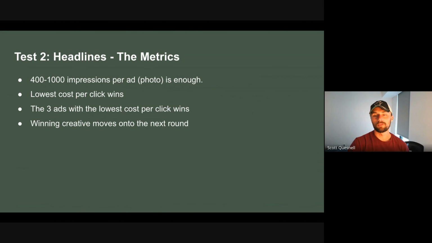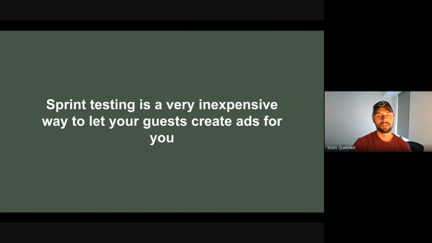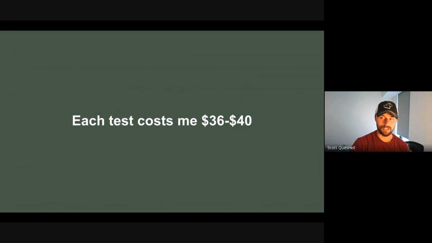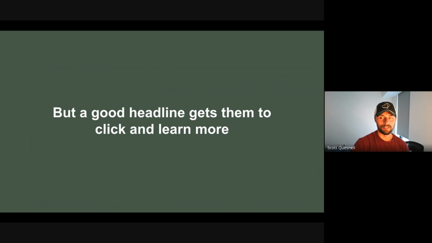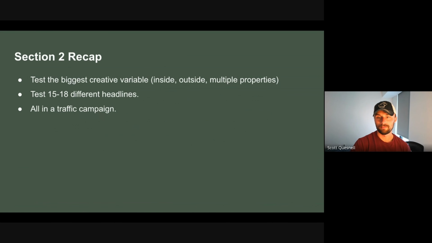Then the metrics are the same. 400 to 1,000 impressions per ad is good enough. Lowest cost per click wins, closest to 0. The 3 ads with the lowest cost per click are your golden ads, and the winning creative moves on to the next round. Sprint testing is a very inexpensive way to let your guests create ads for you. Each test costs me 36 to 40 bucks. Seriously. The ad creative is important for capturing attention and making your guests go ooh la la, but a good headline gets them to click and learn more.